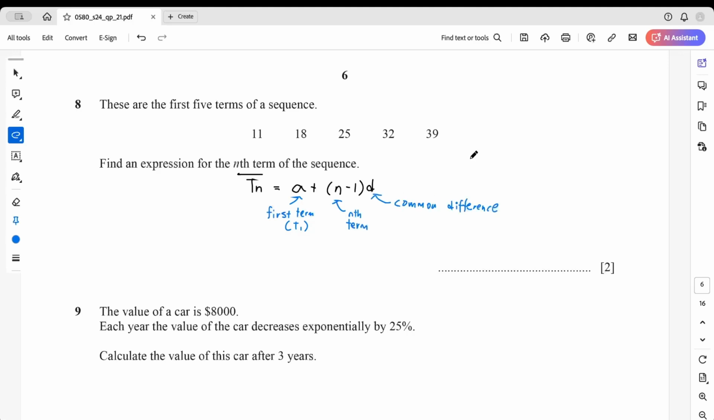So to find each of these, first let's start with our common difference. So from the first term to the next, we are adding 7, and so on. The common difference is adding 7, and we know the first term as seen here is 11. So substituting all of these except for n, and expanding, gets you Tn equals to 7n plus 4.